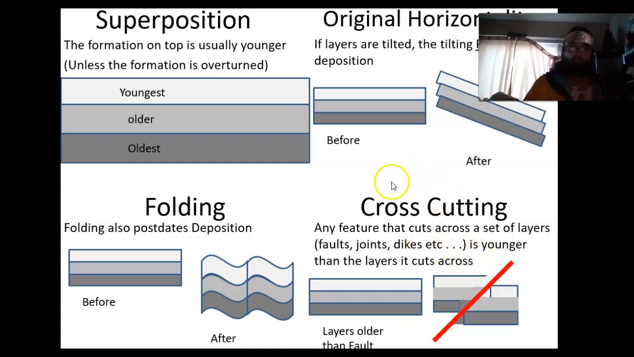Finally, the last one on this page, which is actually one of the most important ones, is cross-cutting relationships. You can see this just about anywhere you go. You don't have to be looking at a classical outcrop to observe this. If a feature cuts across a layer, this could be a fault, a crack, joints, or what we call in geology dikes, which are vertical sheets of lava, anything that cuts across is going to be younger than what it cuts across.